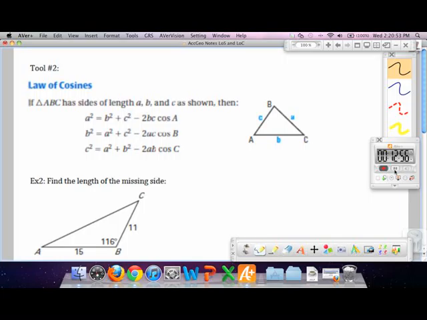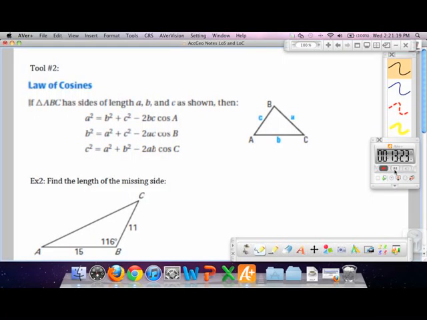Same with C. If I want to know this side, I'll square it, and that should be equal to each of these squared and added together. And then I take away twice the product of the sides, multiplied by the cosine of this included angle. This is an observation. What does this formula look a lot like? This looks an awful lot like the Pythagorean theorem.